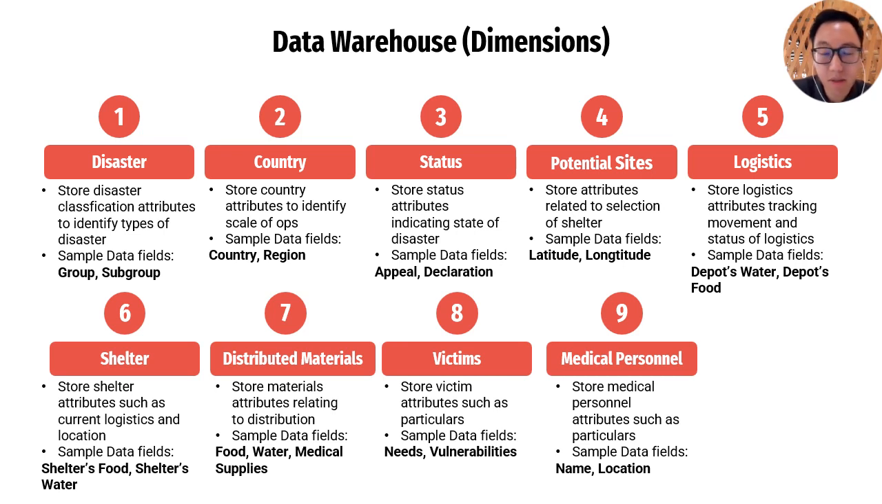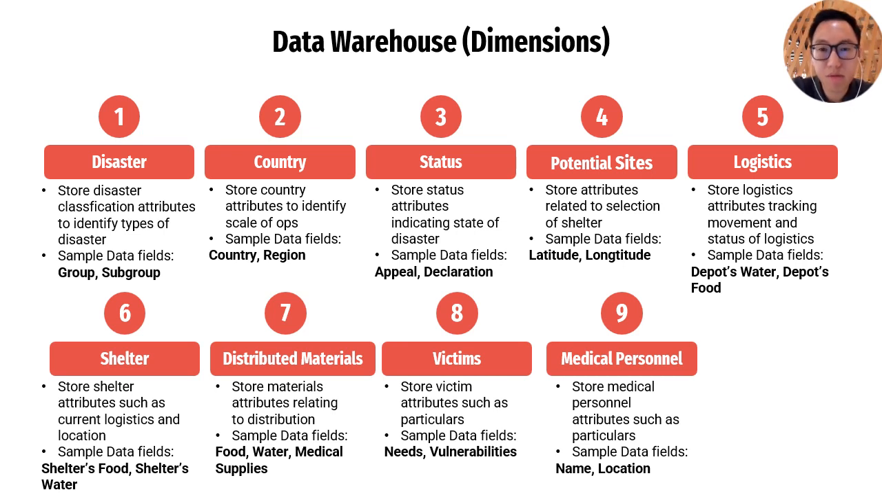Disaster, we're looking at the types of disaster, so the group and subgroup, for which we opt for EM-DAT. Same goes for country, where we're looking to see whether we can scale the operation, so where the location of the country is. Status is whether they have made an appeal or not for us to go in. Potential sites will be looking more towards the geographical data, such as the lat long.